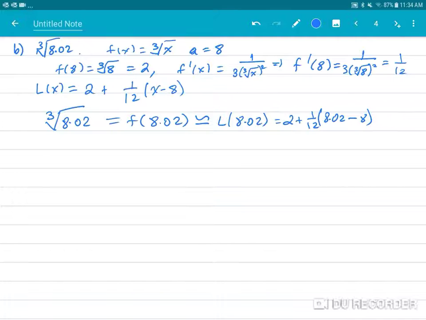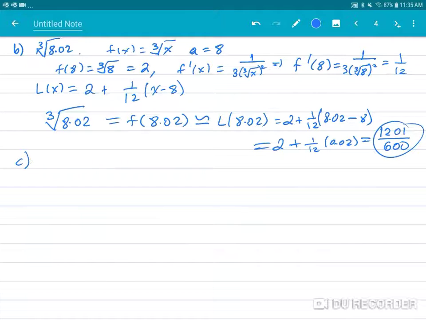That's 0.02 over 12. That I think is 1 over 600. That's 2 plus 1 over 600. Okay, I'm trying to save space, but 2 plus 1 over 12 times 0.02. So if you cancel that out, it gives you 1 over 600. So this is 601 over 600, no, what's 6 times 2, 12. Is the approximate value for cube root of 8.02.